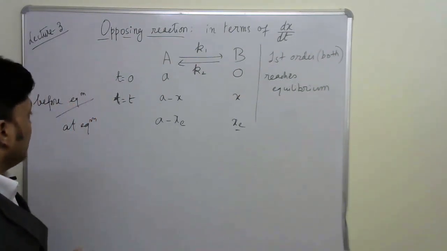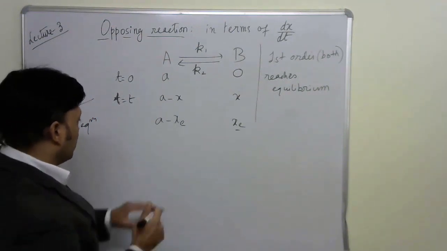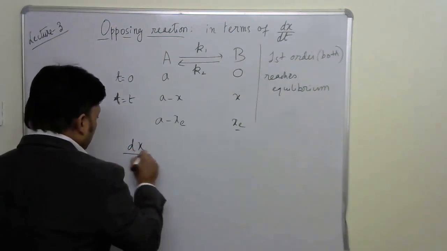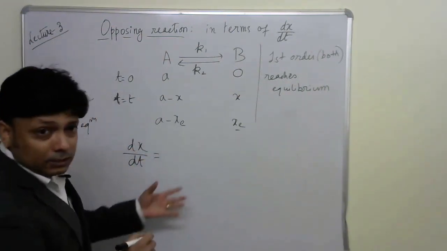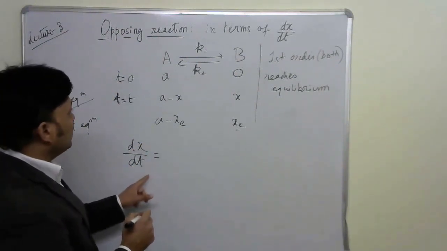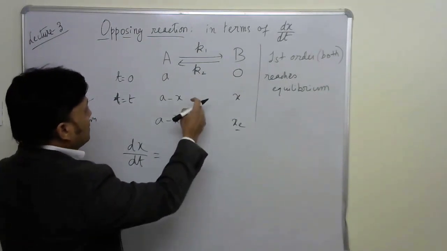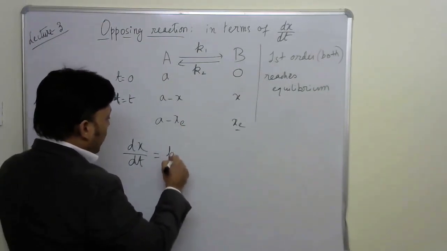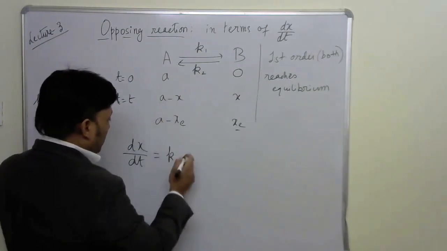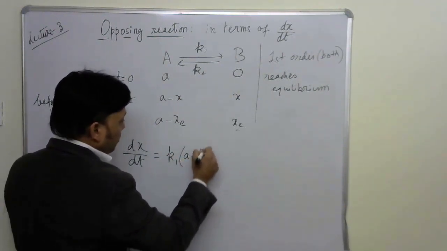So let's frame this equation first, dx/dt as usual. So dx/dt at any time t stands like k1 multiplied by the term here, a minus x to the power 1.